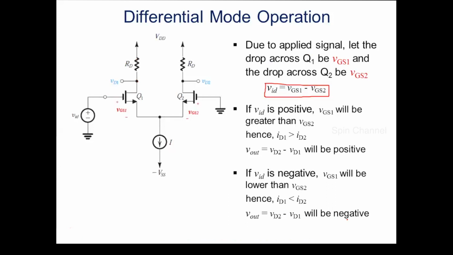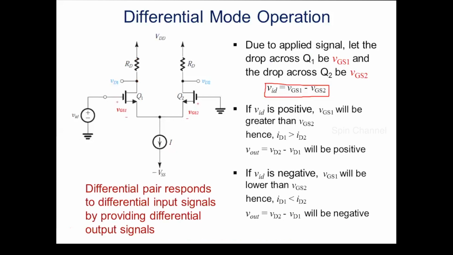Now these two cases show that the circuit responds to a difference mode signal, as it provides differential output signals between the two drains. Because in the earlier case, in common mode operation, we found that both VD1 and VD2 are exactly the same. But that is not the case here. VD1 and VD2 are different in both the cases in differential mode of operation. So this says that the circuit responds to differential mode signals.